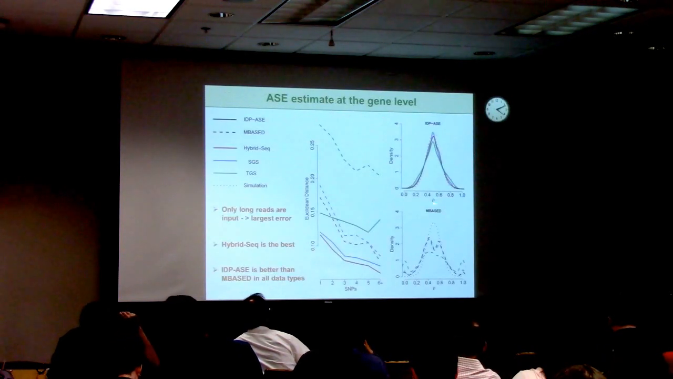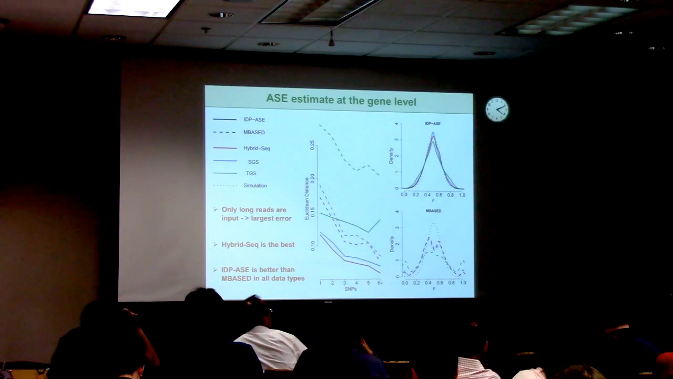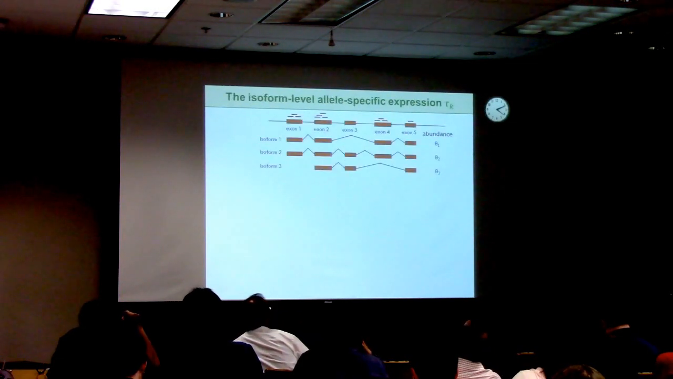The rho here is the gene level. It's not the isoform. I never talked about any isoform level things in the model, right? But here it comes to the isoform level.